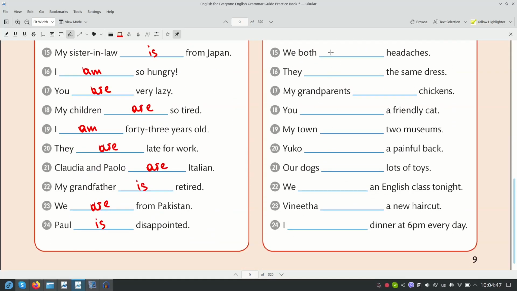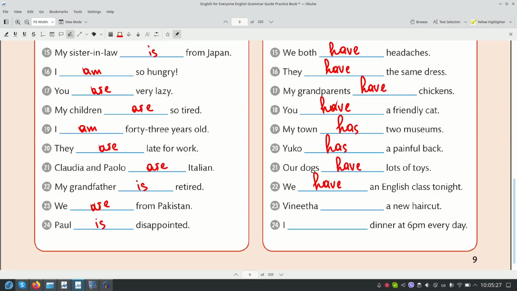We both have headaches. They have the same dress. My grandparents have chickens. You have a friendly cat. My town has 2 museums. Yoko has a painful back. Our dogs have lots of toys. We have an English class tonight.